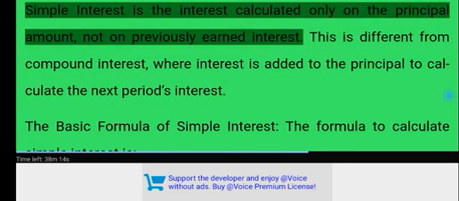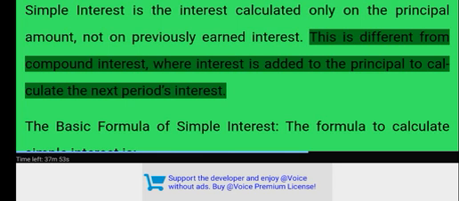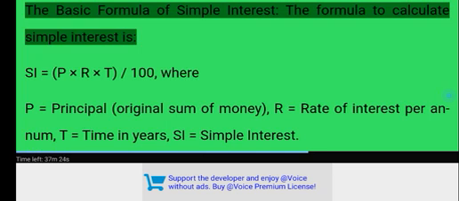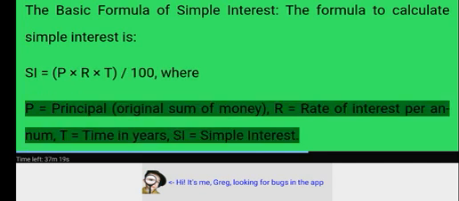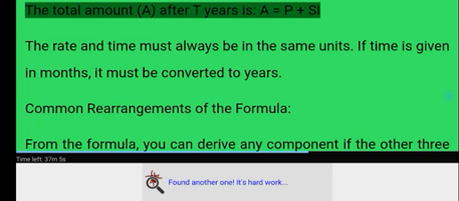Definition. Simple interest is the interest calculated only on the principal amount, not on previously earned interest. This is different from compound interest, where interest is added to the principal to calculate the next period's interest. The basic formula to calculate simple interest is SI equals P times R times T over 100, where P equals principal, the original sum of money, R equals rate of interest per annum, T equals time in years, SI equals simple interest. The total amount, A, after T years is A equals P plus SI.